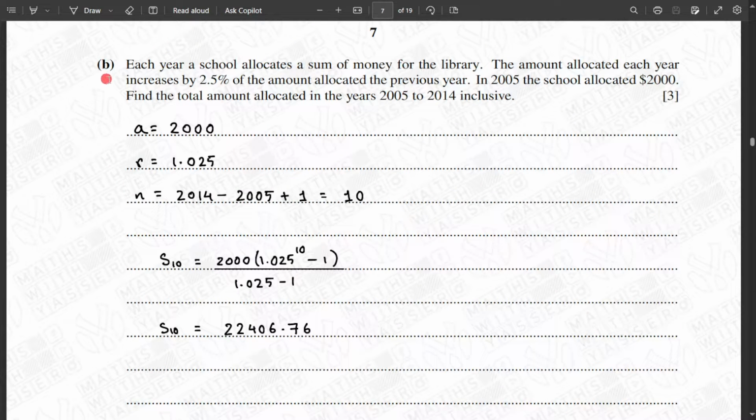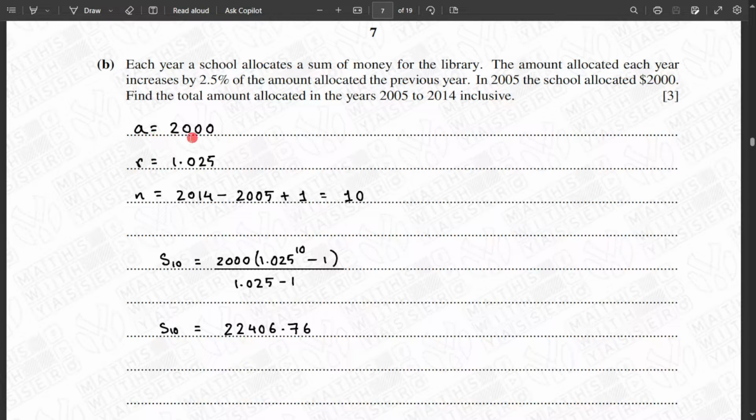In part B, it says each year a school allocates a sum of money for the library. The amount allocated each year increases by 2.5% of the amount allocated the previous year. In 2005, the school allocated $2,000. Find the total amount allocated in the years 2005 to 2014 inclusive.